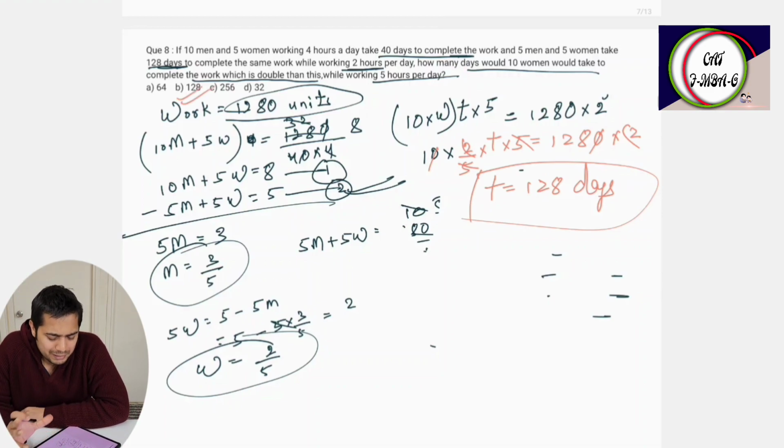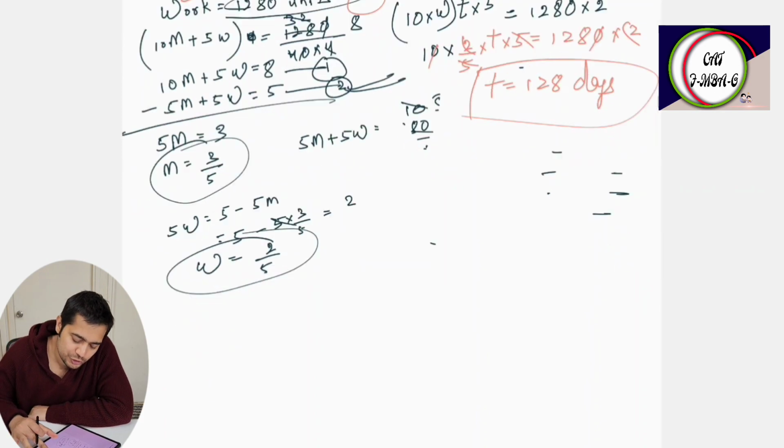Got it? A bit lengthy question, but this is how you solve it. Assume work, take the LCM. Instead of LCM, you could have taken W, but your calculations will be a bit much more. Let's move to the next question.